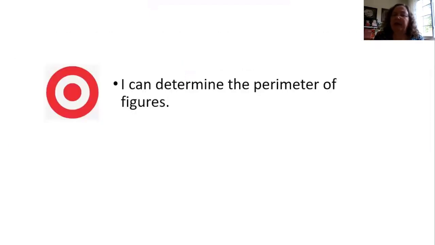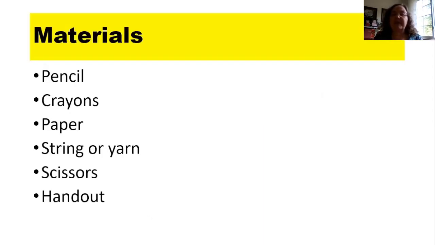But now let's go back to our learning target for today, is that I can determine the perimeter of figures. Oh, there's a new word, perimeter. So let's find out more about it. The materials that you're going to need today are pencil, crayons, some paper, string or yarn, scissors, and then the handout for later on. So take a few minutes to go get those things.